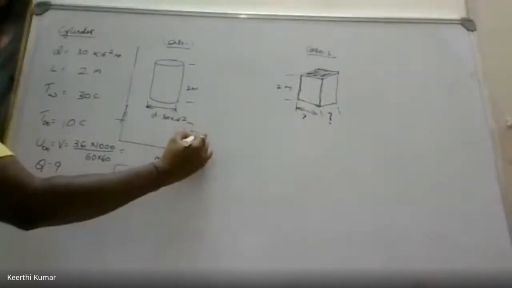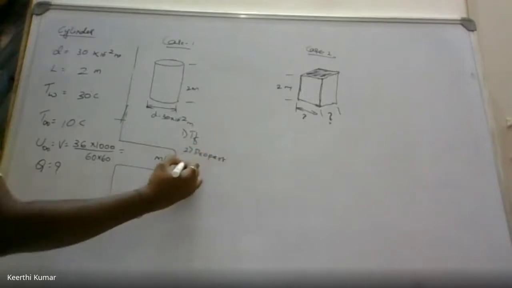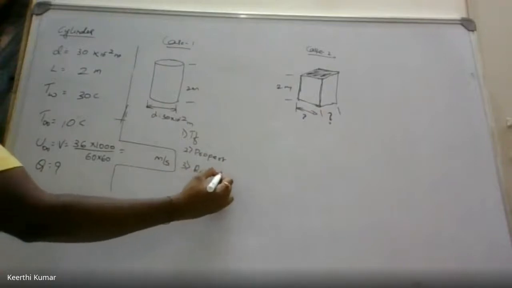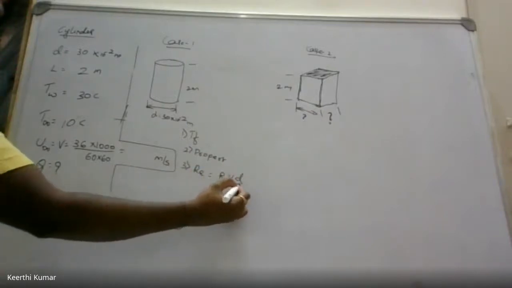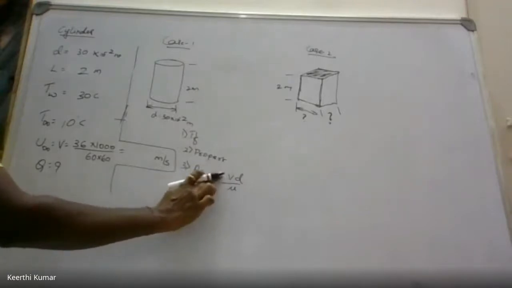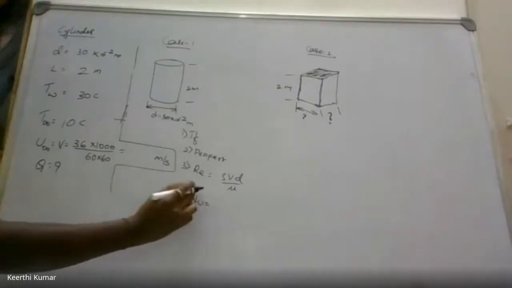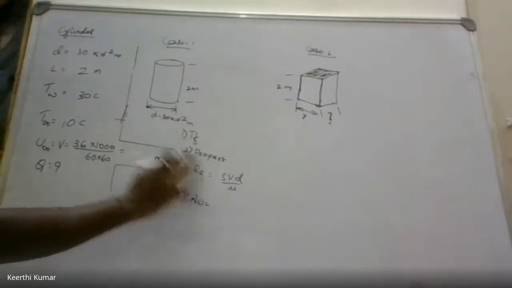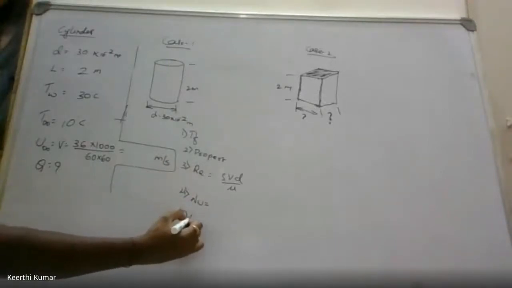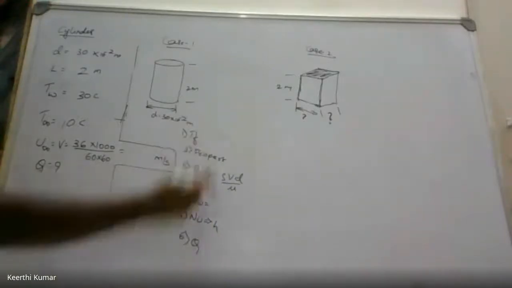First you go for TF, second you go for properties, third you go for Reynolds number. So here, you substitute rho V D by mu for this case. Based on this, we'll go with Nusselt number. Again here also, the Reynolds number will be well below 4 lakhs. You can find out this Nusselt number here. Fifth, from the Nusselt number we can find out H. Sixth is Q. Very simple steps.